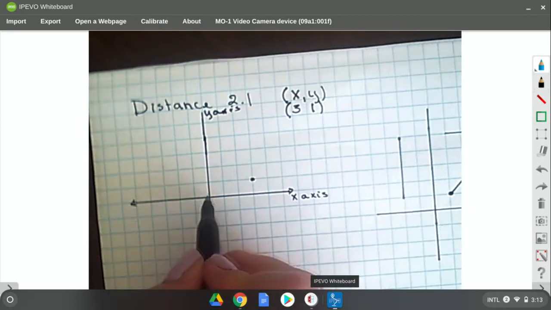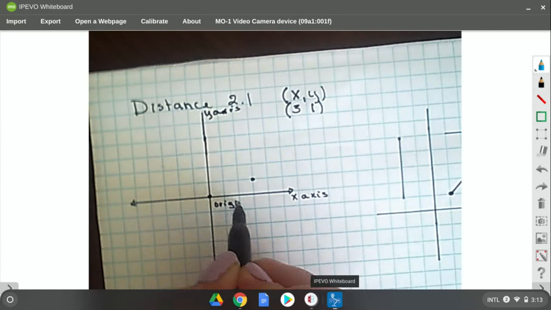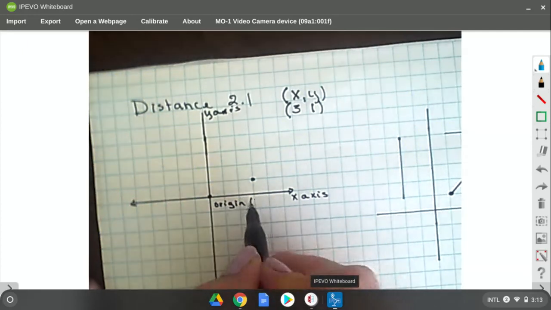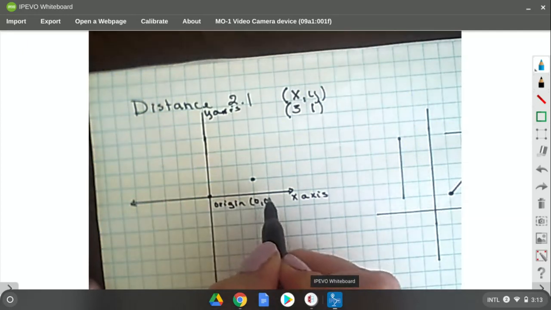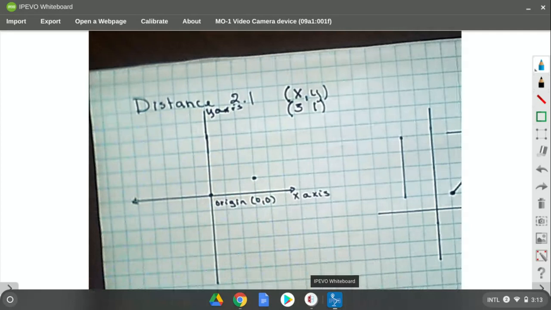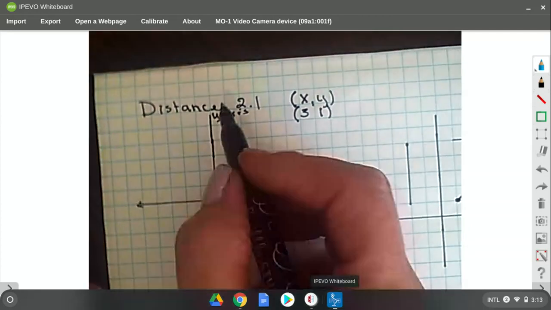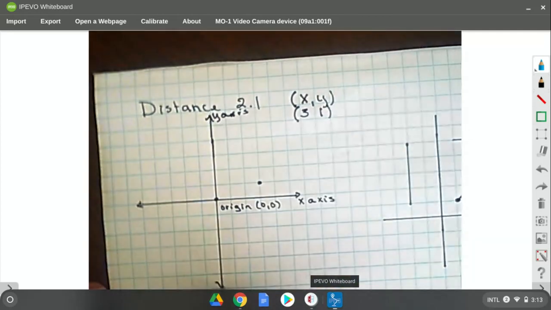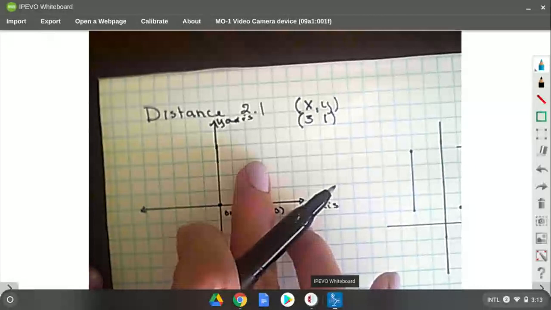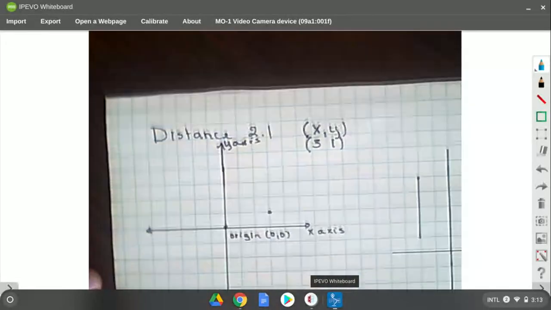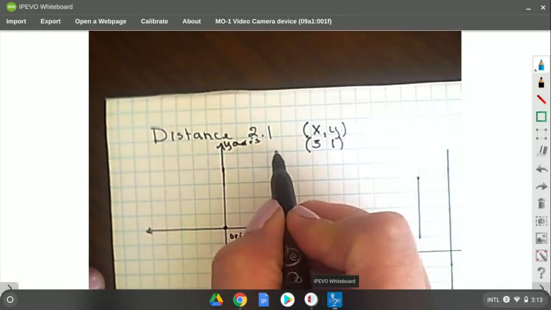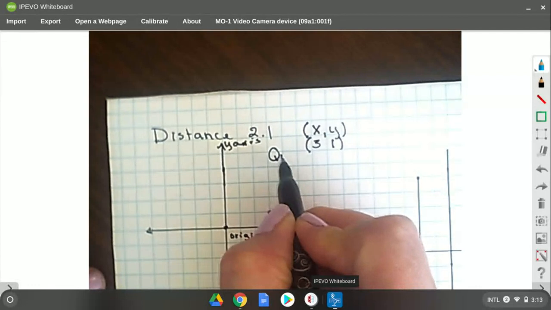Of course, this point right here in the middle is called the origin. That is the coordinate point, 0 on x and 0 on y. When I cross these two number lines, it divides my plane into 4 sections, and each of those sections is called a quadrant.